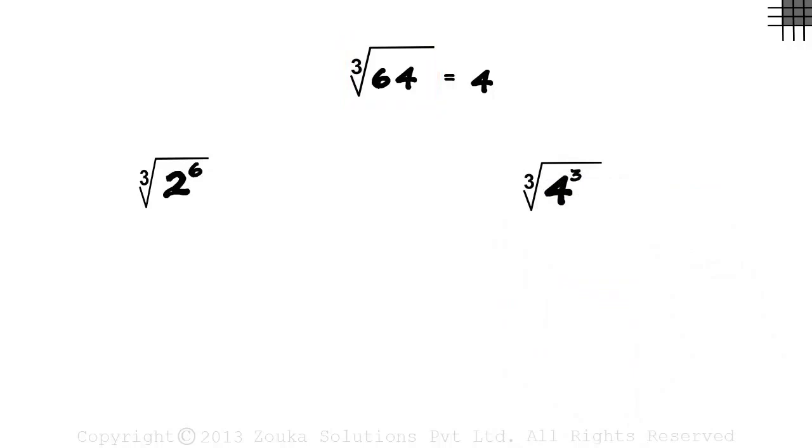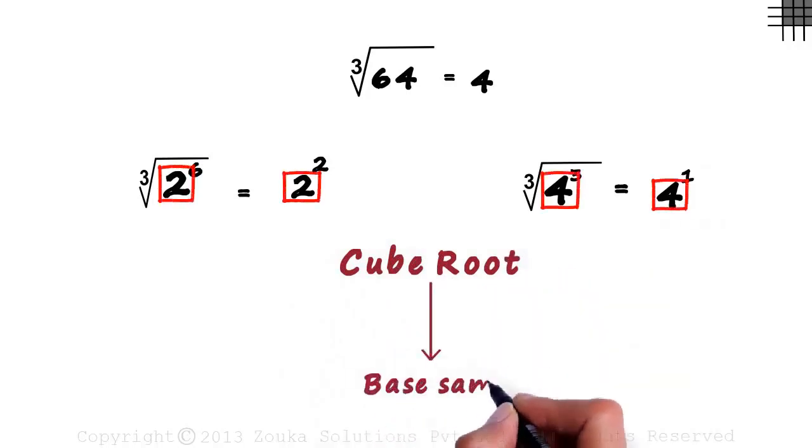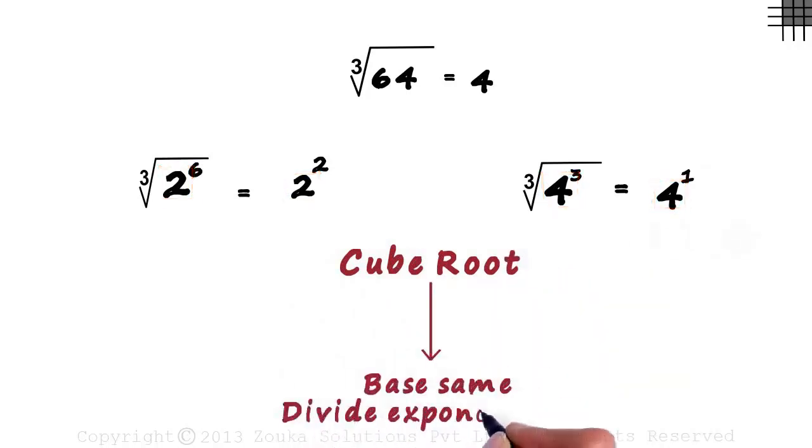Now let's try writing 4 in an exponential form. 4 can be written as 2 squared. Hence, this would equal 2 squared. And of course, it can also be written as 4 raised to 1. What do we observe? Yes, when we take a cube root of a number in exponential form, the base remains the same and the exponent is divided by 3. 6 became 2 and 3 became 1.